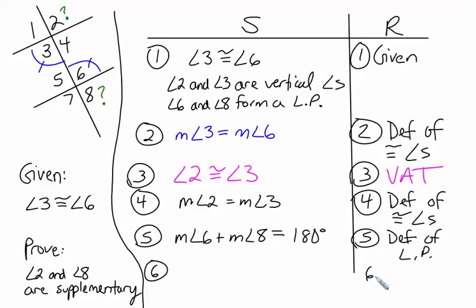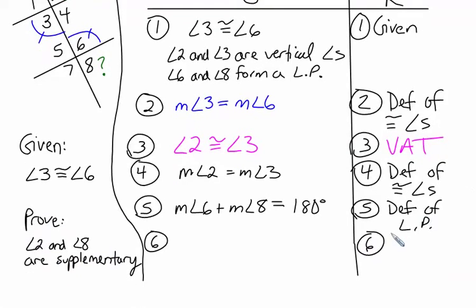Step number 6. Look at where we want to end up. Always keep your eye on the prize, so to speak. We want to end up with angles 2 and 8 are supplementary. Look at where we're currently at. Look at what we have in the proof. The next thing that we're going to do is we're going to take the fact that measure of angle 3 equals measure of angle 6, and we're going to substitute angle 3 in place of angle 6. And that was simply substitution.